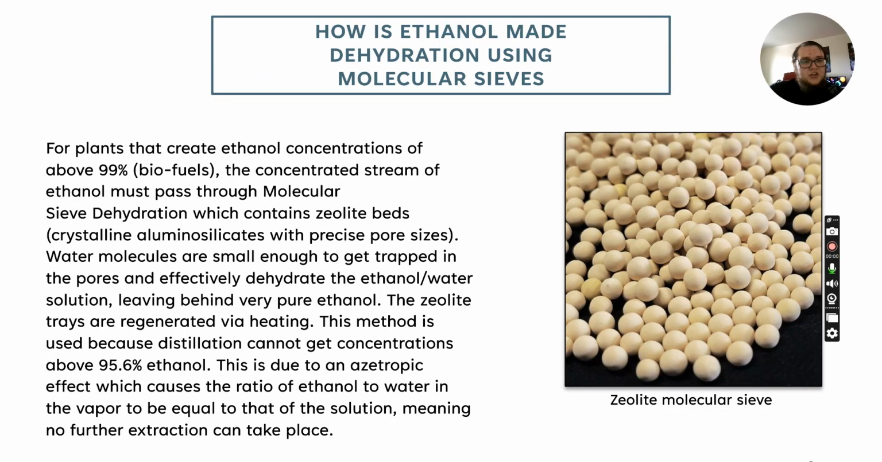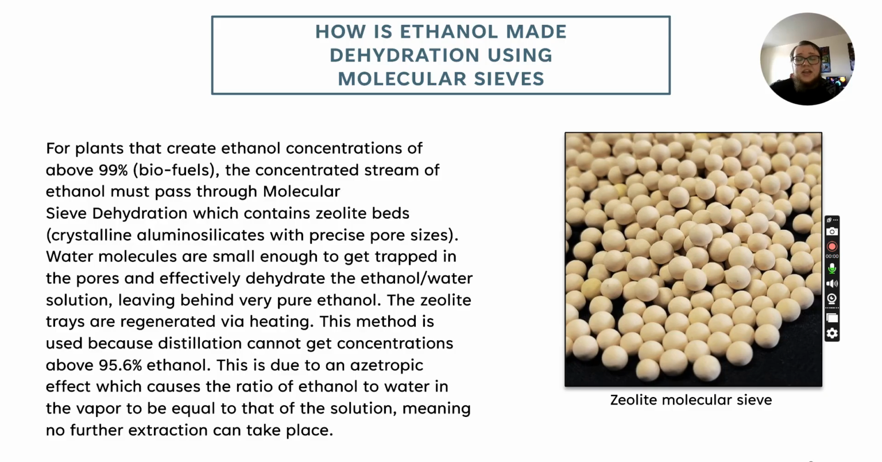If you need an even higher concentration of that, a different method is used. It is called dehydration using molecular sieves. For a plant that needs above 99%, sieves are small little holes that will absorb water and nothing else. So only water can get into these sieves. That effectively dehydrates the ethanol solution and allows us to reach higher concentrations that we cannot get with distillation. These zeolite trays can be regenerated. If heated up, the water will be pushed out of the sieves and you can reuse them over and over and over again.